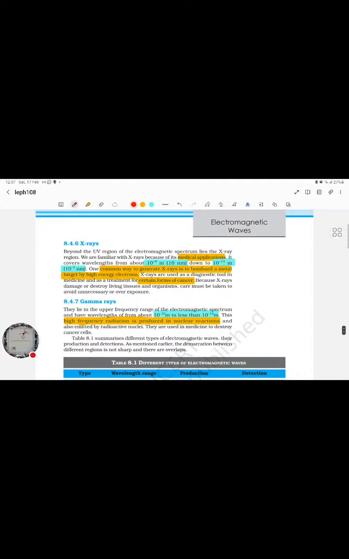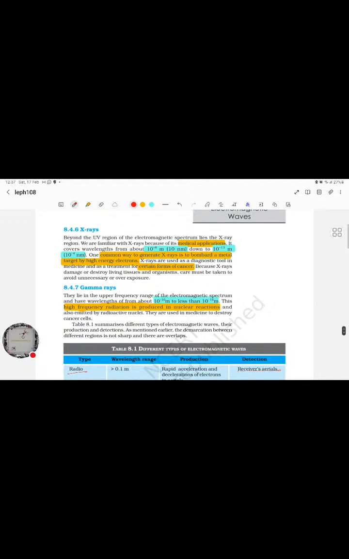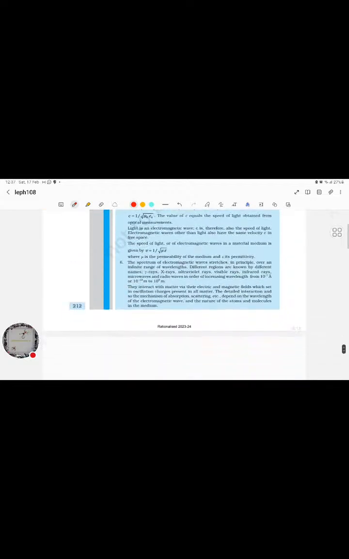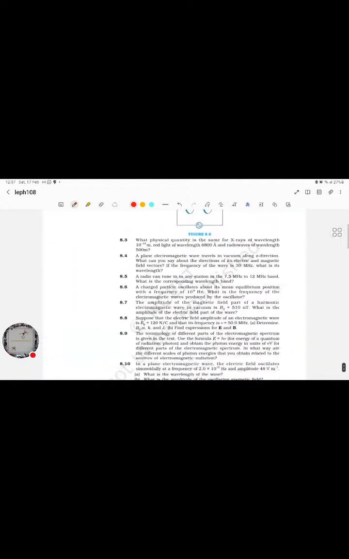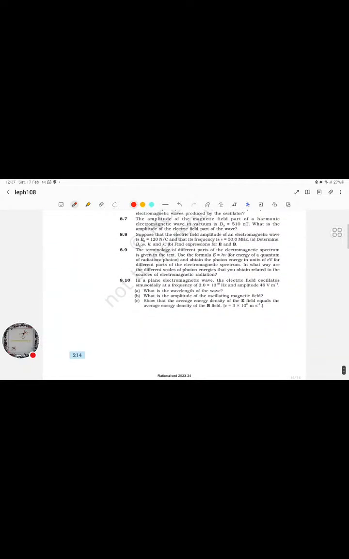And then we entered into X-rays. From 0.6 nanometer we are entering into 10 nanometer, and then 10 to 10 power minus 4 nanometer was the X-ray range. So finally we are done with this chapter, and then we'll have to enter into the exercises. We have to do this.